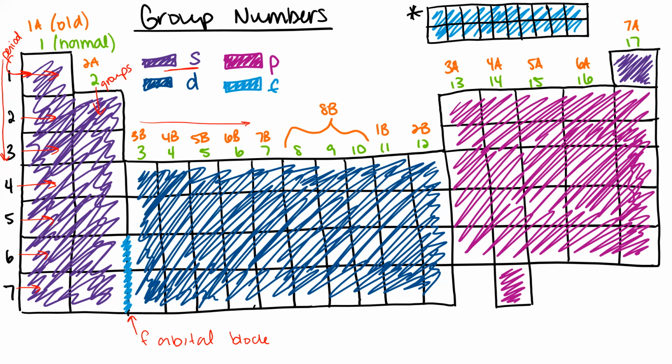So just be aware that we do number these things, and we will refer to the group number and to the period number usually by its energy level that it's going to be part of, either 1 through 7.